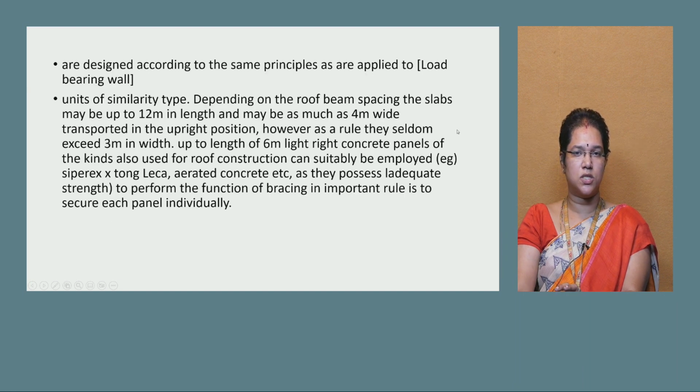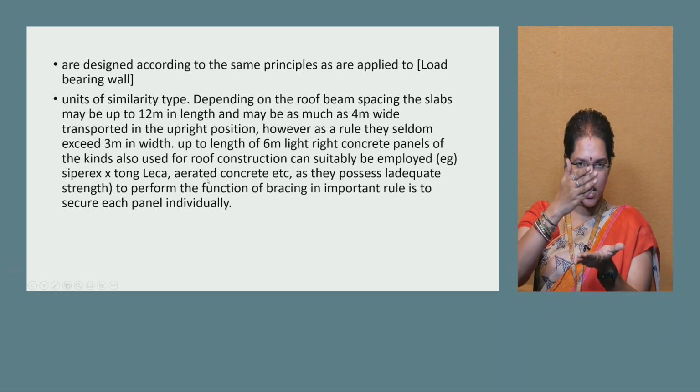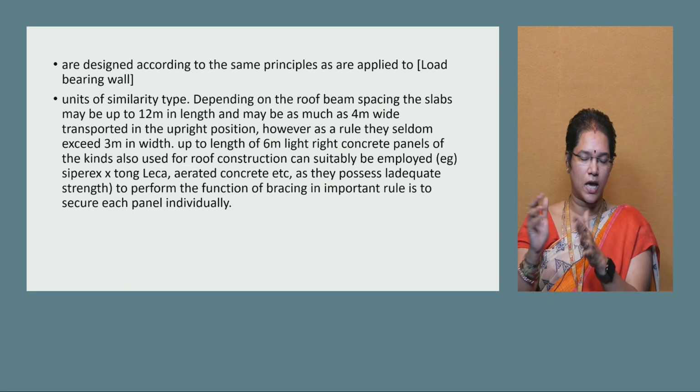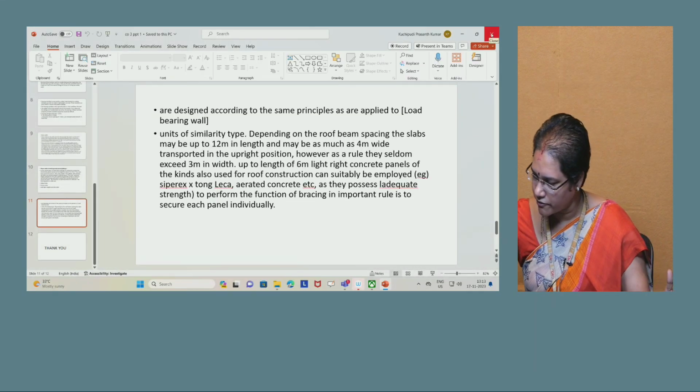So this will be used the same, the spacing depending on the roof beam spacing. The beams may be up to 12 meters in length and as much as 4 meters wide, transported in the upright position. So this is the main thing we will be considering, the dimensions we will be discussing in our consideration of roof or slab. Okay, so thank you, and we will deal with the next session of our topic.